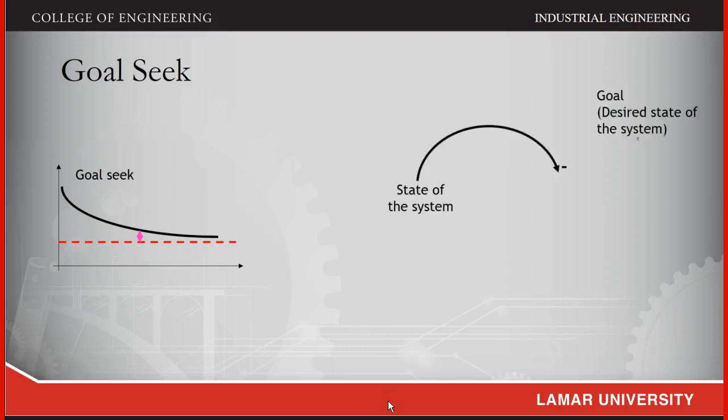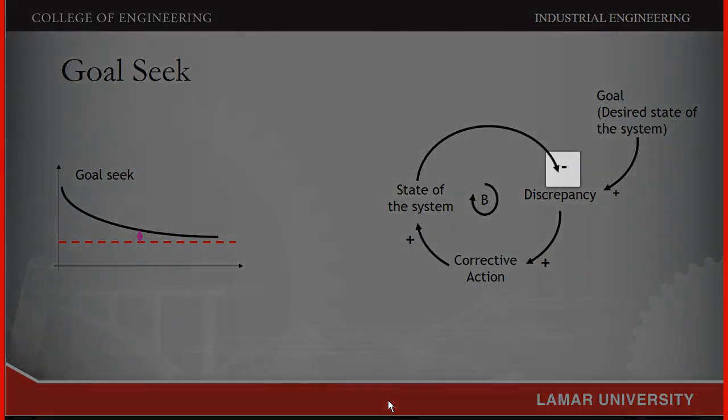In order to create this system, we start with the state of the system and a goal, and the comparison of the state of the system and the goal turns into the discrepancy, and we want the state of the system to consistently reduce that discrepancy. That's why we have a negative sign.